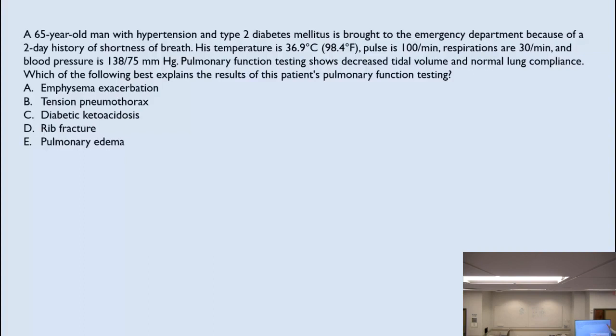There's no description. But you have things that tell you it is not pulmonary edema. It is not diabetic ketoacidosis because it would be fast and deep.